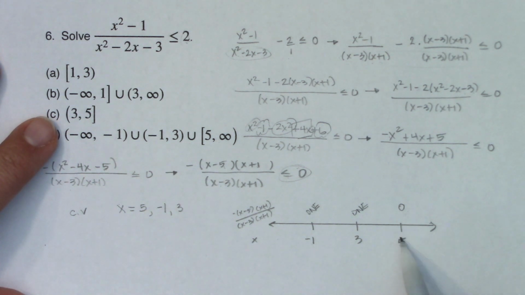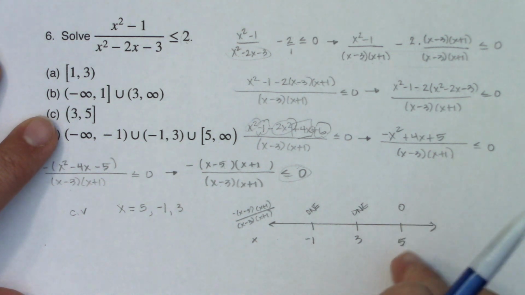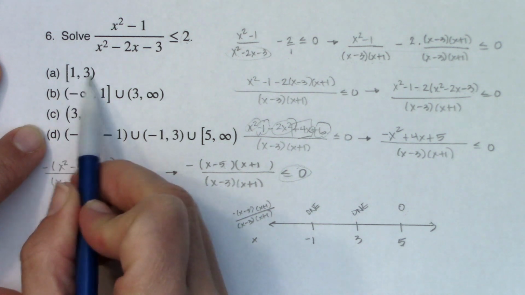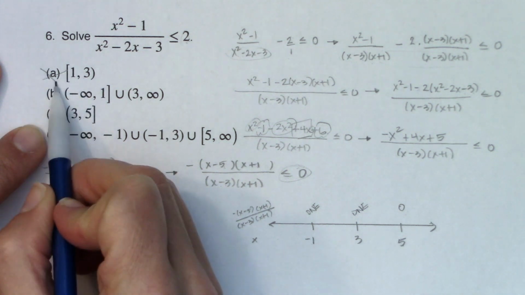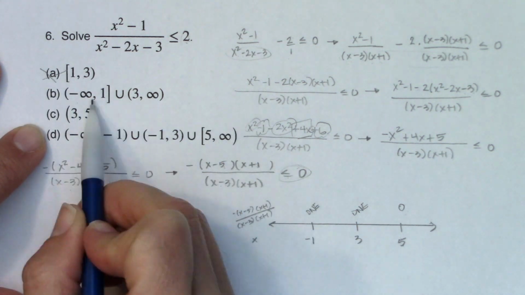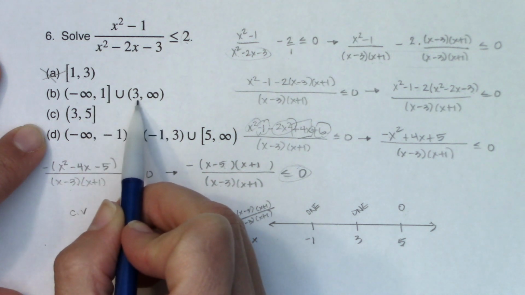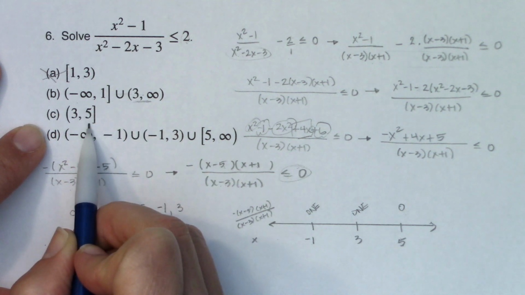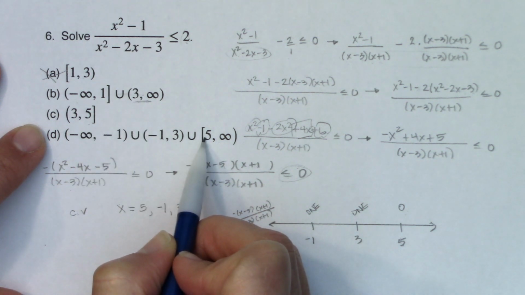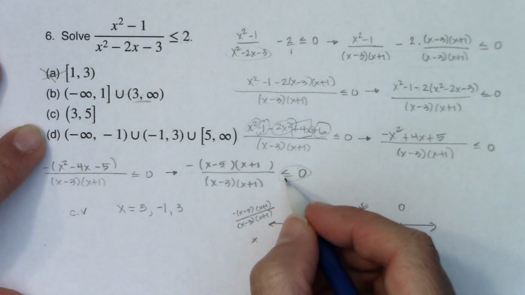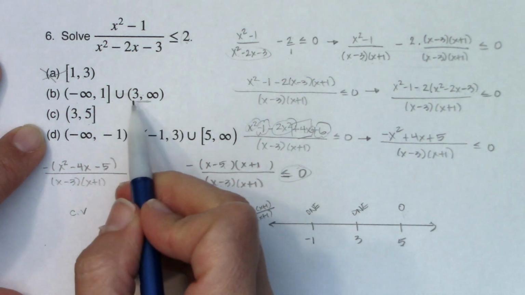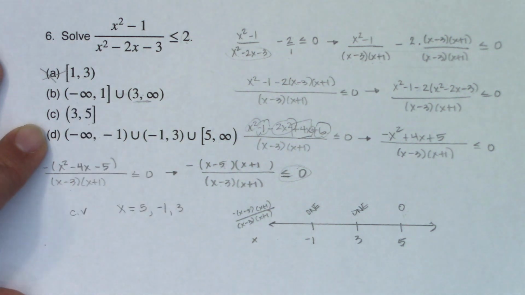Almost based on the fact that I know 5 has to be in my answer, I can see that option A doesn't have a 5 in it. It's not going to be A. Option B doesn't, oh, actually it does have a 5 in it because 5 is in between 3 and infinity. So I can't rule that one out. Here I have 5 included and here I have 5 included. So just based on the fact that this says less than or equal to 0, and here's where I'm equal to 0, I need to include 5 in my answer, so I can rule out the answer from part A.